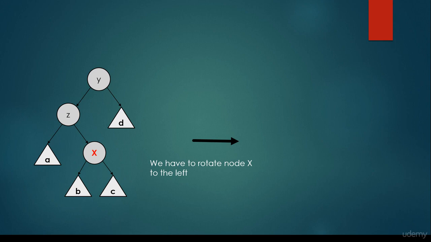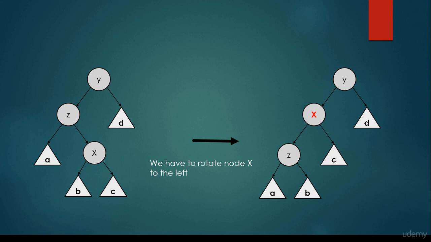Okay, so we have the root node, the Y. We have a left child of Y, it is the Z, and the right child of Z is the X, the node we are looking for. So, in this case, the X is a right child of a left child, because it is the right child of Z, but the Z is the left child of Y. So we have to rotate node X to the left first. What does it mean? That basically we are going to end up in a situation like this. We have the Y, and the left child of Y is the X, and the left child of X is going to be the Z this time. But it's still not good.